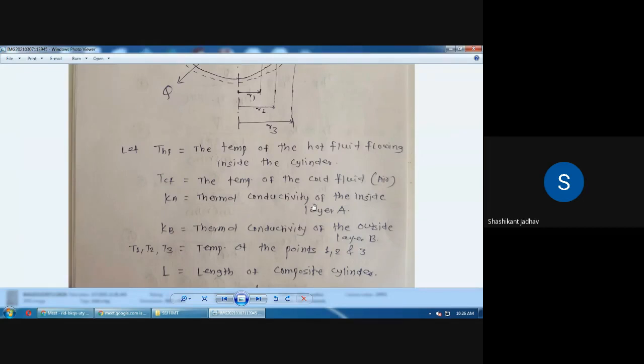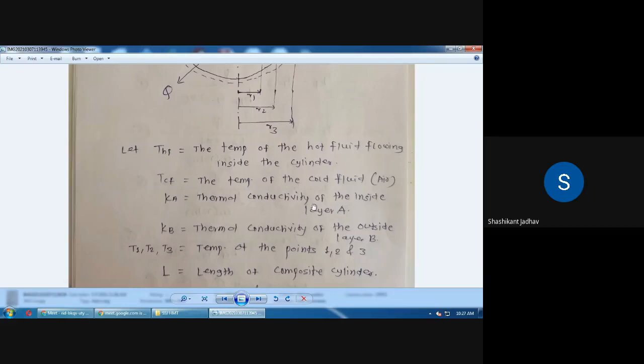Then TCF is equal to the temperature of the cold fluid, किंवा त्यालाच आपण काय म्हणणार आहे? एअर म्हणणार आहे. Temperature of the cold fluid in bracket air. TCF is nothing but temperature of the cold fluid in bracket air.